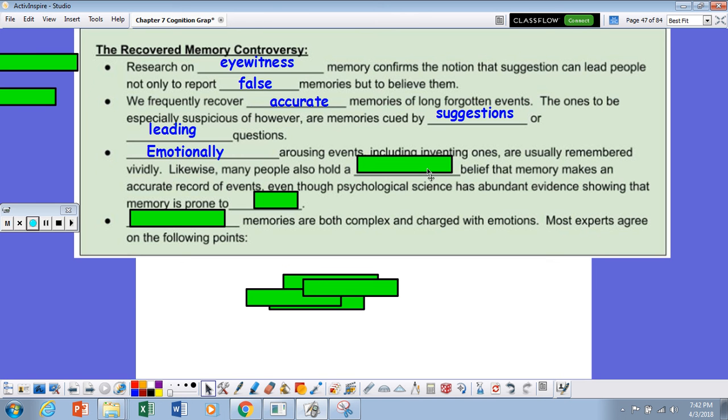Emotionally arousing events, including invented ones, are usually remembered vividly. Likewise, many people also hold strong beliefs that memory makes an accurate record of events, even though psychological science has an abundant amount of information showing that memory is prone to error. Recovered memories are both complex and charged with emotions, and most experts agree on the following points.